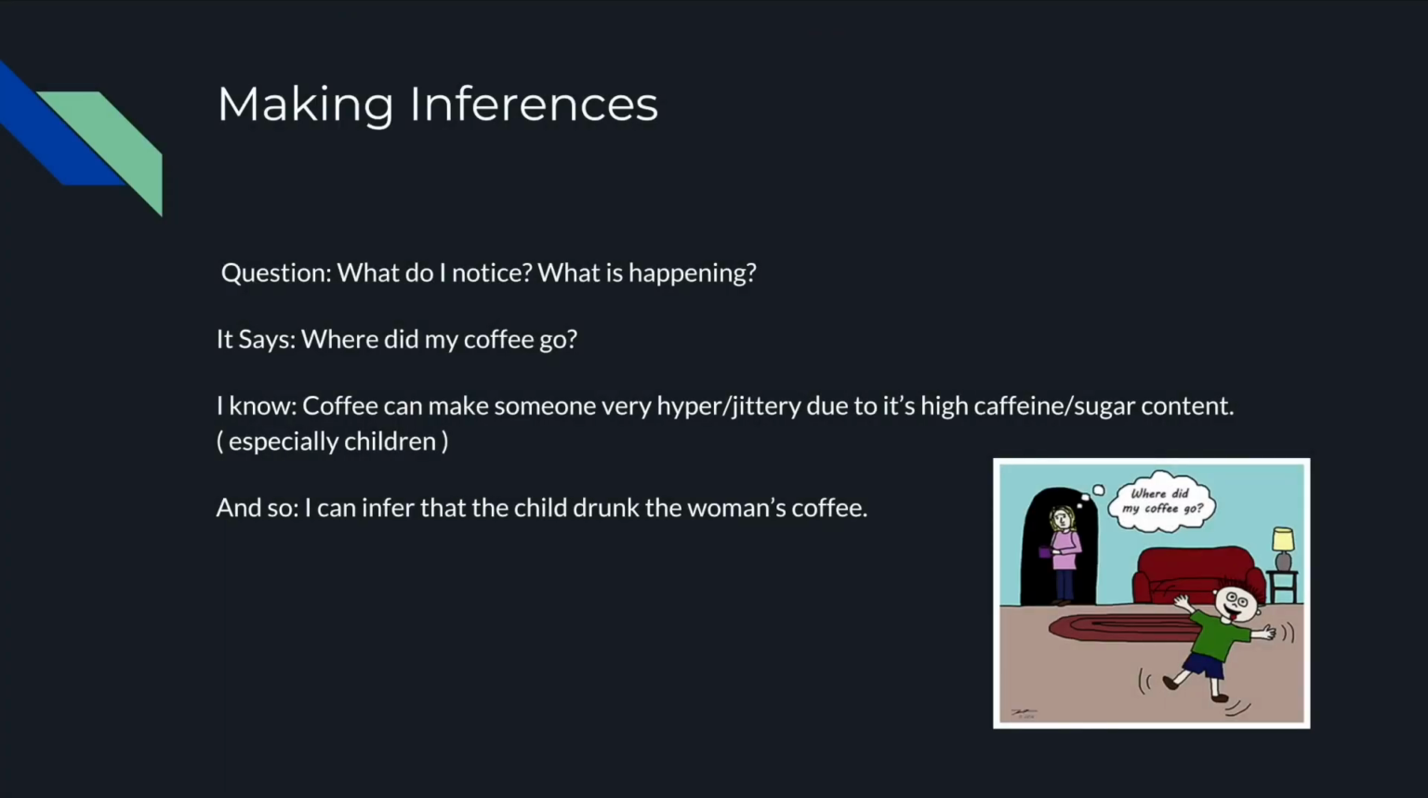Making inferences. Question. What do I notice? What is happening? It says, where did my coffee go? I know coffee can make someone very hyper and jittery due to its high caffeine and sugar content. And so, I can infer that the child drank the woman's coffee.